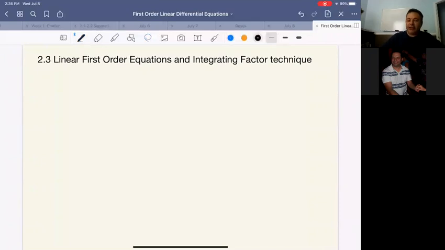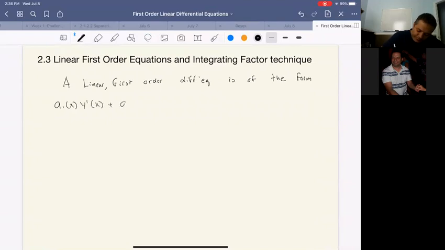So let's start just by saying a linear first order differential equation is of the form a1(x) y'(x) plus a0(x) y(x) equals some f(x). When f(x) is non-zero, this is of course non-homogeneous.